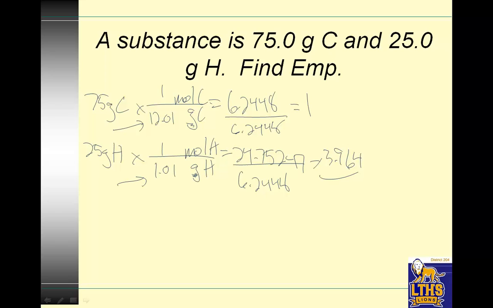That right there is a whole number. Because it is not 0.5. It is not 0.666. So it is a whole number. And those are the only ones that we'll have to deal with. Okay. So that means I have CH4.